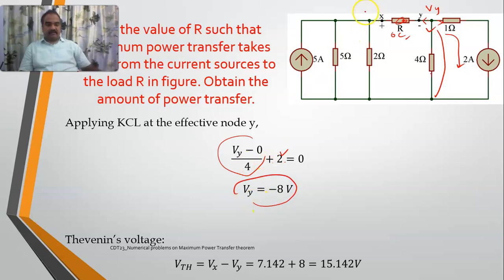So here, Vx was 7 point something and here it is -8. So what is the difference between these two? This is your VTH, the open circuit voltage. So VTH is Vx minus Vy, 7.142 minus of -8, this will become +8. You'll get 15.142 volts. This is how VTH is calculated.